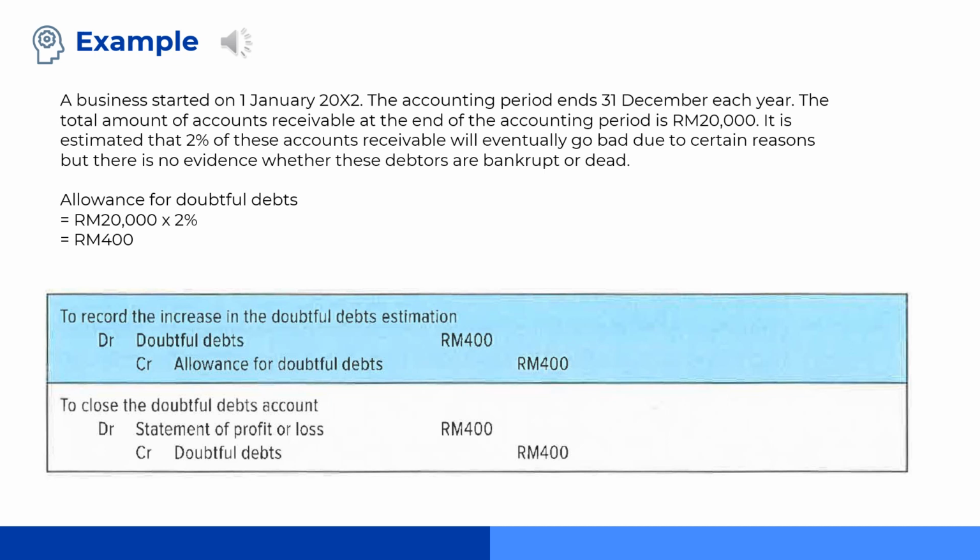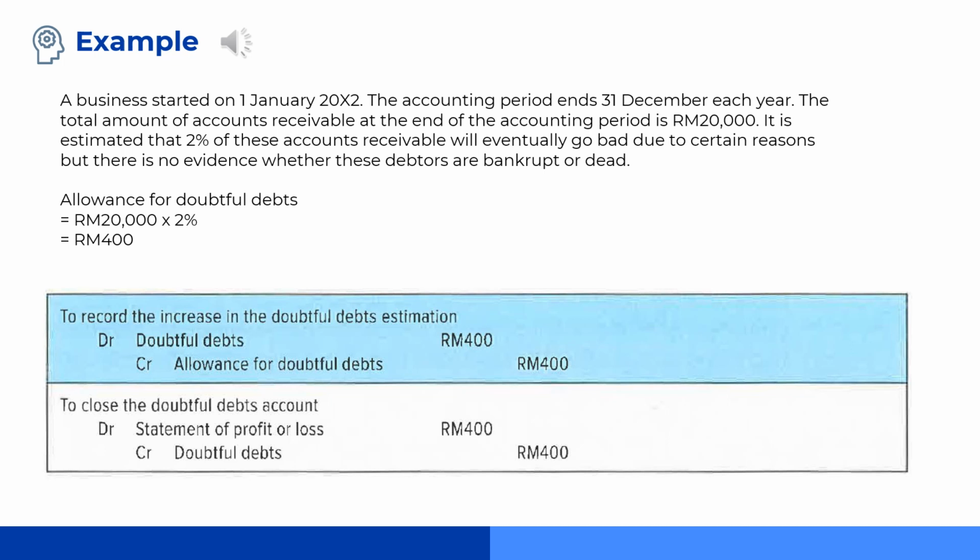So to record this transaction, the increase in doubtful debt estimation should be recorded as debit doubtful debts and then credit allowance for doubtful debts. And then to close the doubtful debt account, we should record it as debit statement of profit or loss 400 and then credit doubtful debts 400.